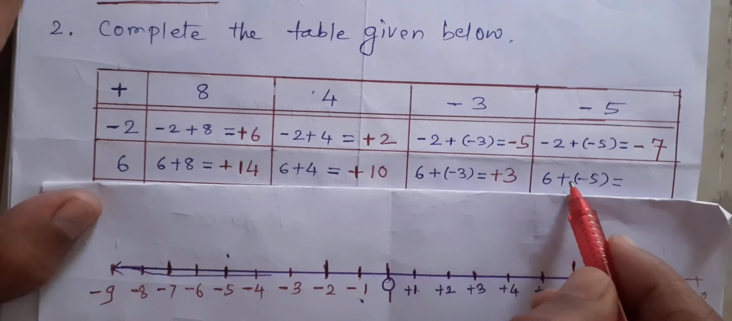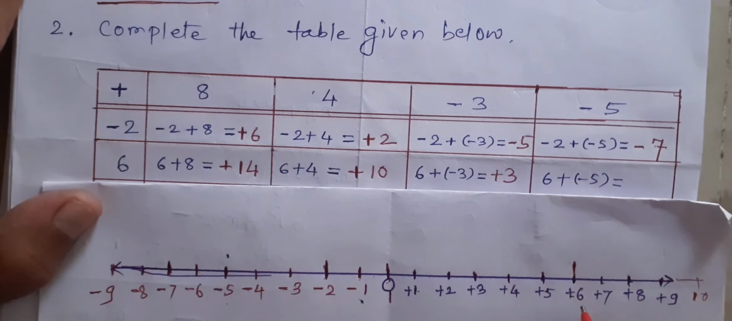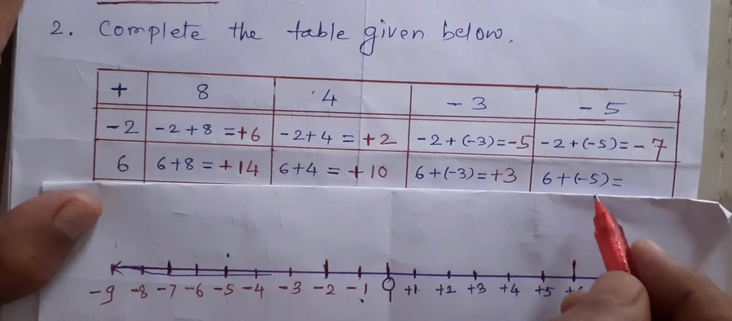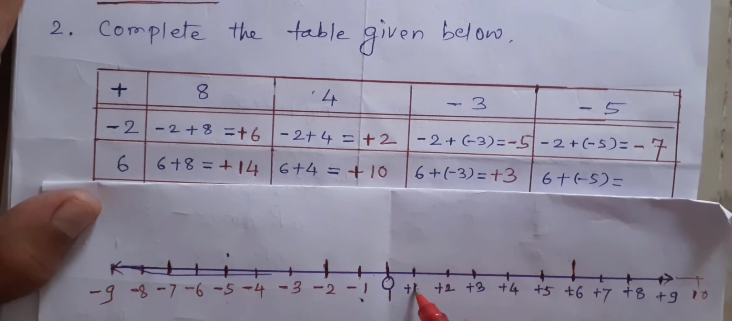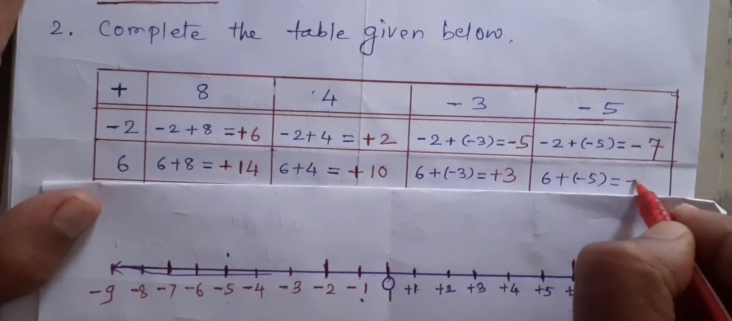Then 6 plus minus 5. Suppose I am at this point on the scale, plus 6, and I have to add minus 5. So I have to move 5 places to the left hand side of this 6. So I am moving 5 places: 1, 2, 3, 4 and 5. What is the answer over here? Plus 1. So the answer is plus 1.